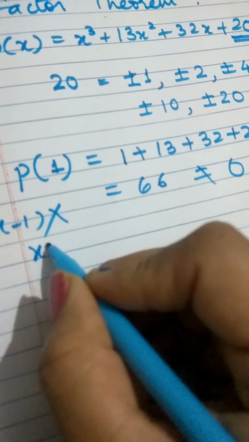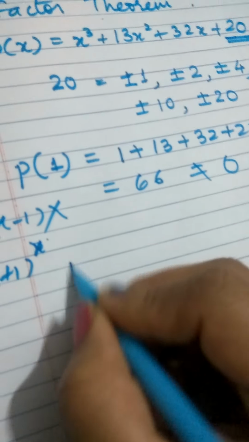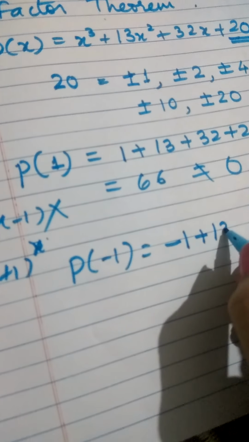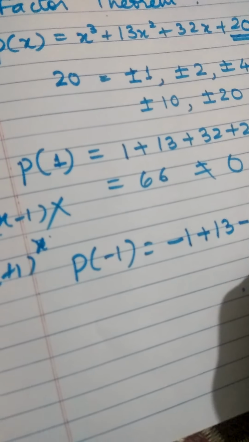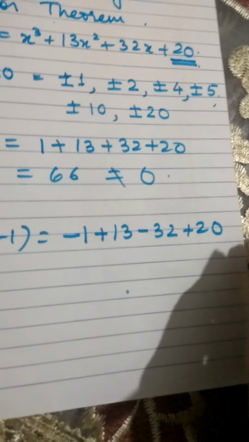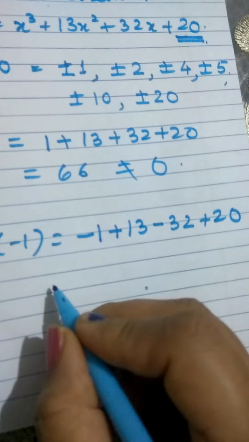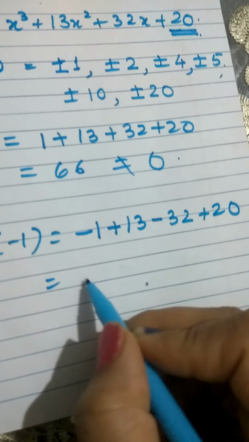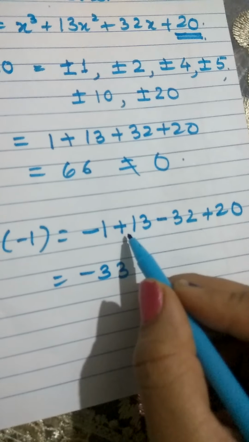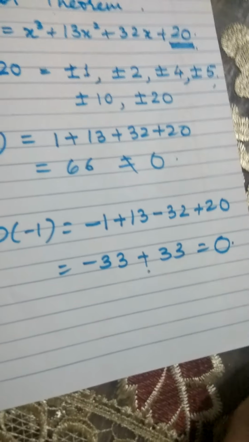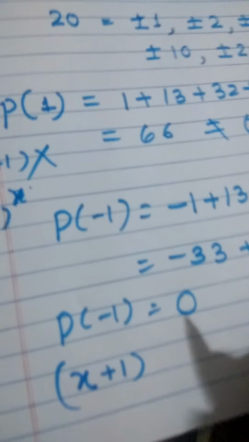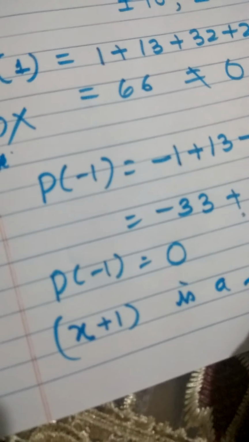Now let me try for x plus 1. If x plus 1 is a factor, that means I have to take p of minus 1. So in that case it will become minus 1 plus 13 minus 32 and plus 20, because for cubical power minus 1 will remain minus 1. So now minus 32 and minus 1 give me minus 33 and 20 plus 13 gives me 33. This comes out to be 0. So that means if p of minus 1 is equal to 0, that means x plus 1 is a factor.